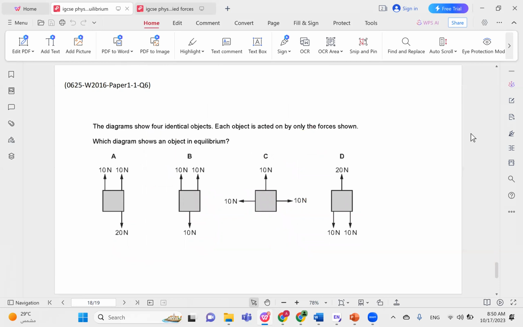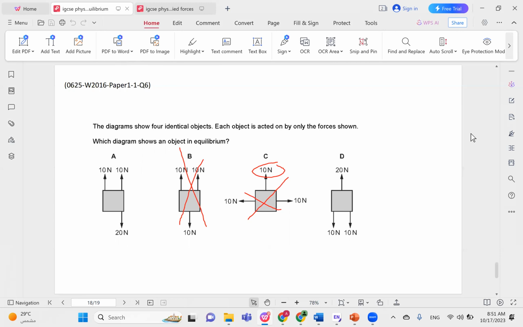The diagrams show 4 identical objects. Each object is acted on only by the forces shown. Which diagram shows an object in equilibrium? Well, again, this is the same concept. B is rejected because the forces are not balanced. C is rejected again because the forces are not balanced, because you have 10 up. And we are between A and D.